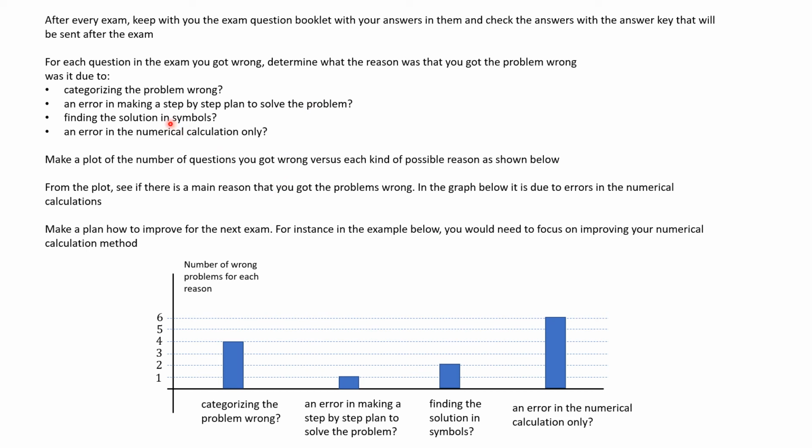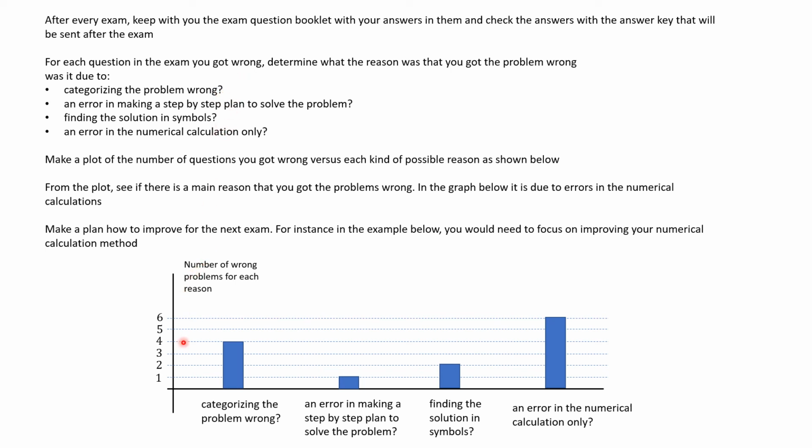Or maybe you made the plan correctly, but then when you started to substitute with symbols and find the final solution in symbols, you made a mistake. Well, then this is one possible place where you could have made an error. Or you could have done all of those correctly, but then you come to substituting and getting the numerical calculation and using the calculator, and maybe you made a mistake there. So these are four very broad categories. Try to figure out which one of those was the reason that you got the problem wrong.